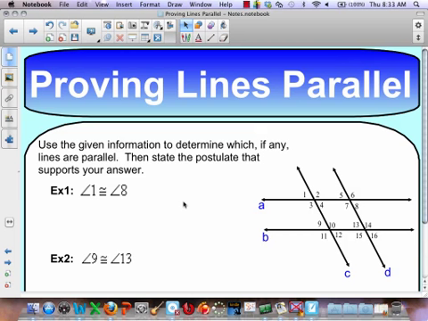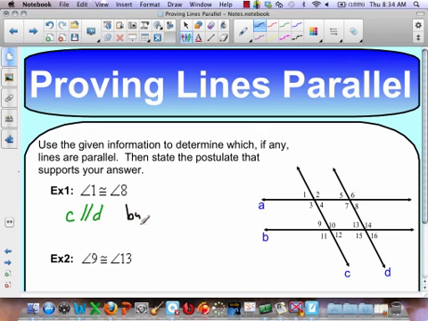Based on our given information, which two lines are parallel? So you're told in example 1 that angle 1 is congruent to angle 8. What two lines must be parallel? Cheyenne? Alright, so C is parallel to D. By what?